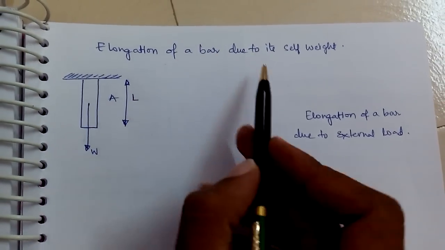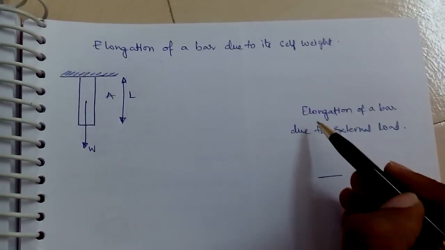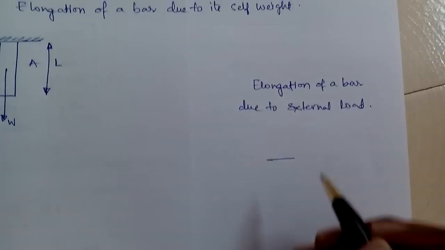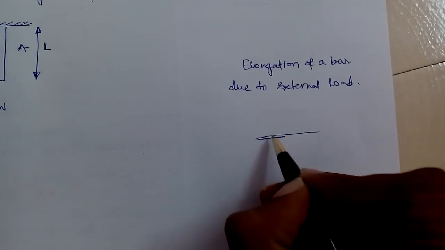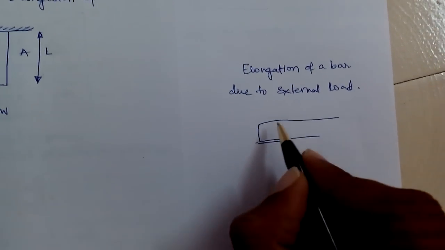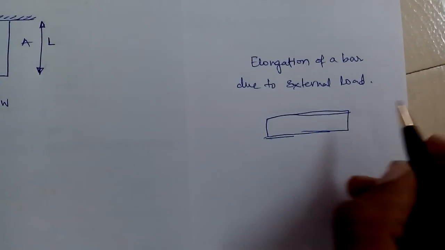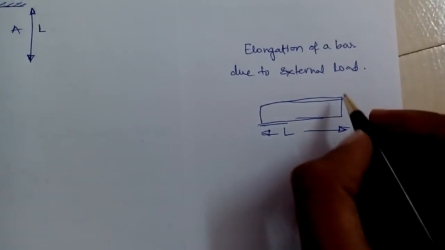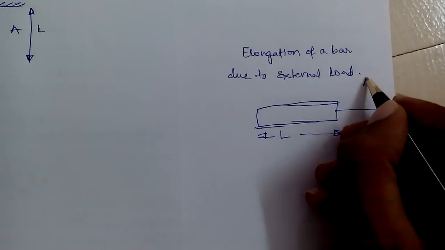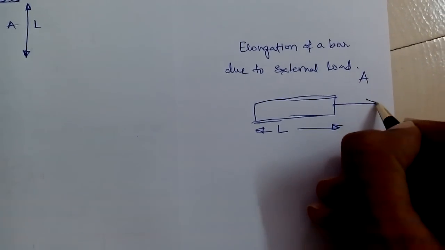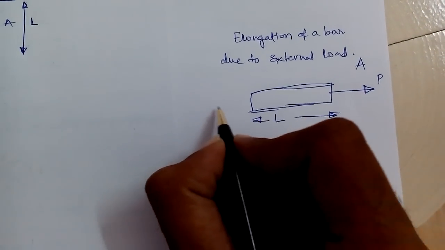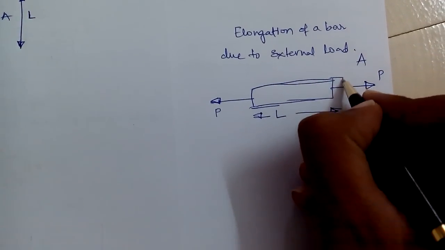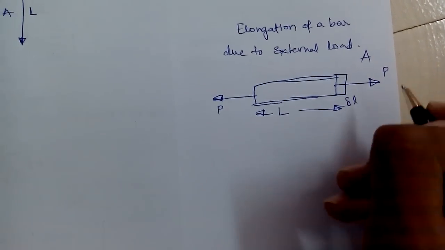Before we deal with the case due to its self-weight, let us find out what the elongation of a bar is due to an external load. For this, let us consider a bar of length L. Sorry, this doesn't look prismatic. Okay, let us consider a bar of length L whose area is A, and now let us apply an external load P. Due to this external load P, there will be some deformation. Let us assume that deformation to be delta L.